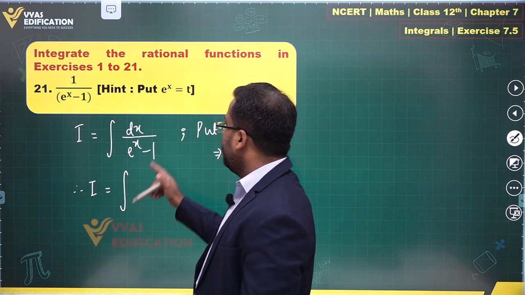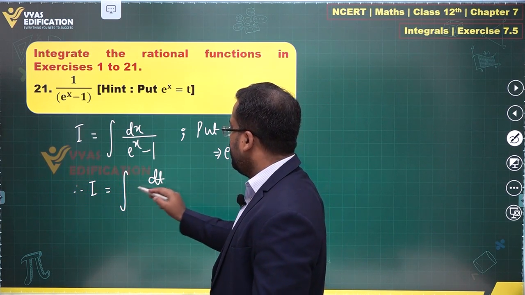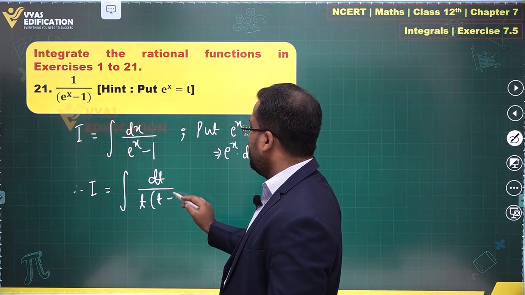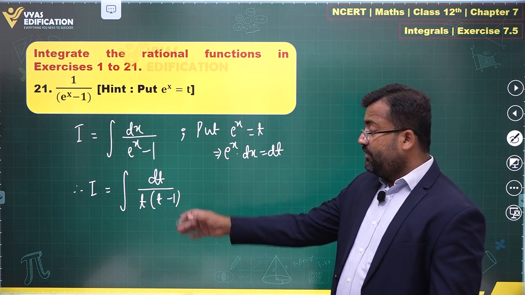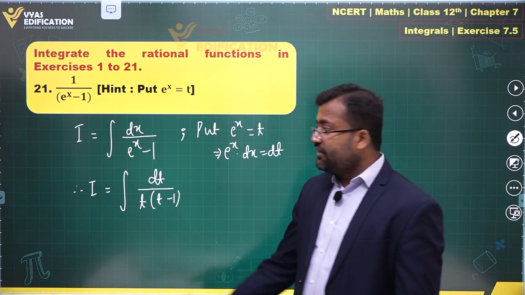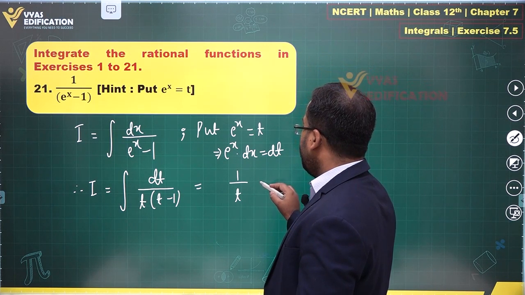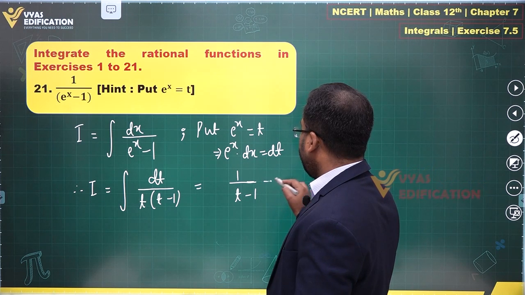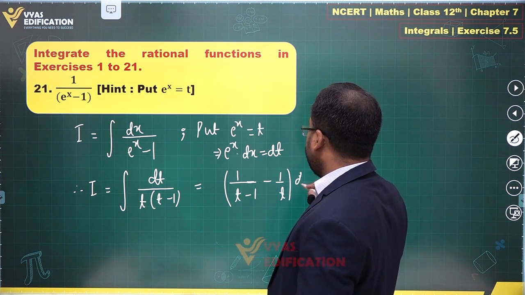Therefore I will be equal to the integral of dx, which is dt upon e power x, which is dt upon t actually, and e power x minus 1, which is t minus 1. This becomes 1 upon this polynomial, right? And now we can convert this into partial fractions, which is not difficult. This is 1 upon t times t minus 1, and you can write it as 1 upon t minus 1 minus 1 upon t. These will be the partial fractions.